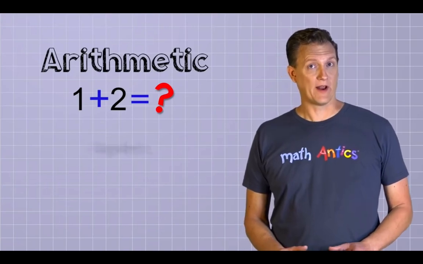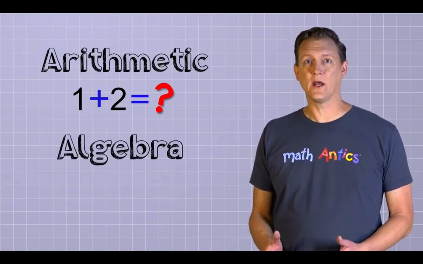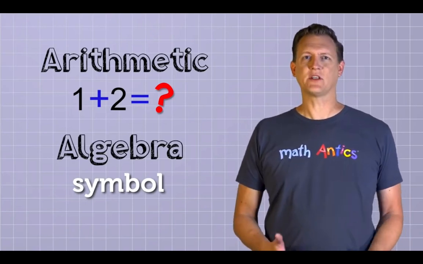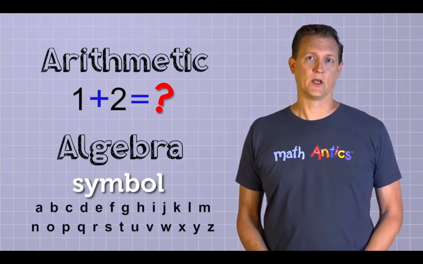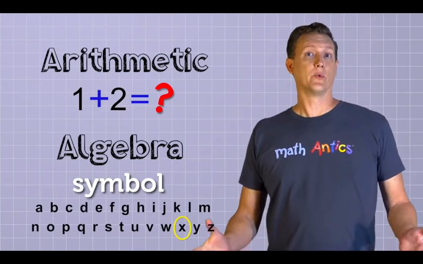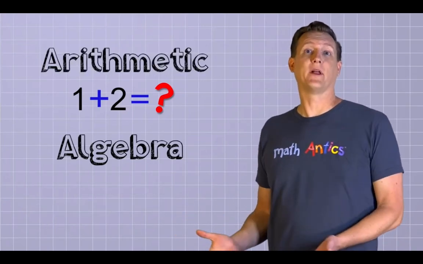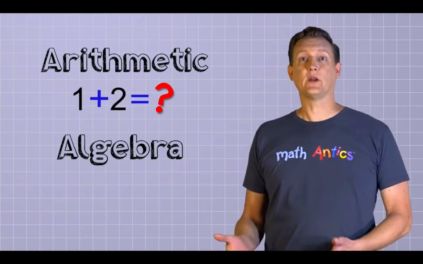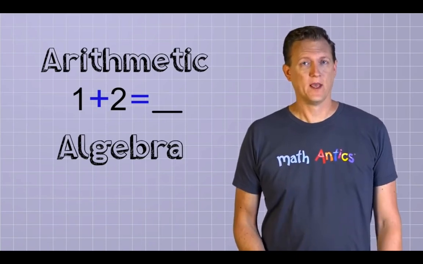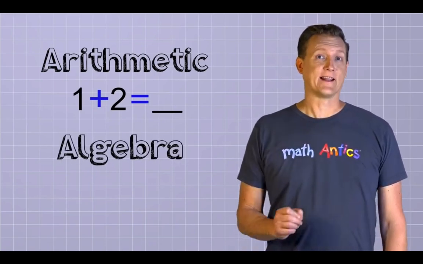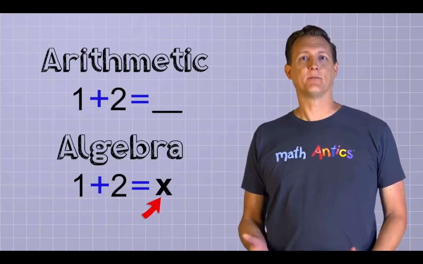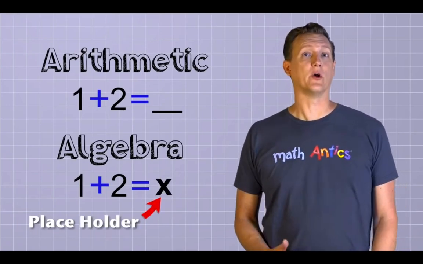Now, the important thing about algebra is that when we don't know what a number is yet, we use a symbol in its place. That symbol is usually just any letter of the alphabet. A really popular letter to choose is the letter X. So in arithmetic, we would just leave the problem like this: 1 plus 2 equals blank. And we'd write in the answer when we did the addition. But in algebra, we'd write it like this: 1 plus 2 equals X. The X is a placeholder that stands for the number that we don't know yet.